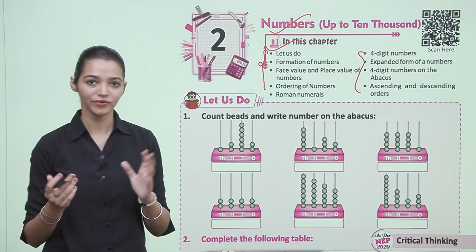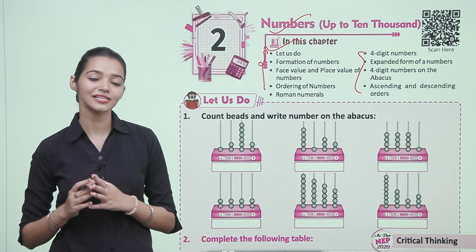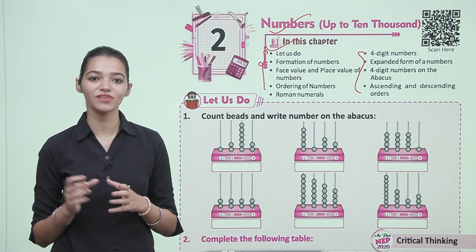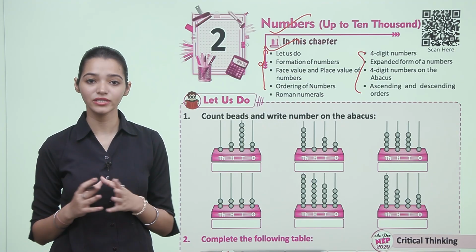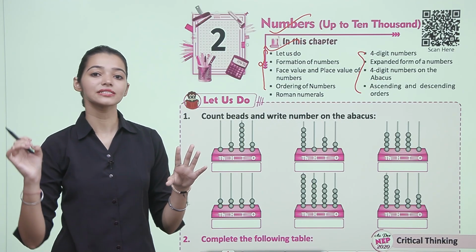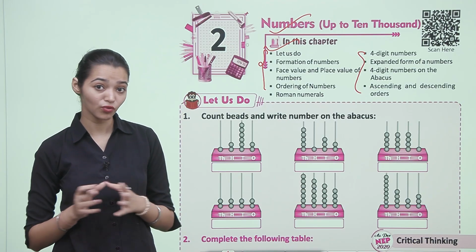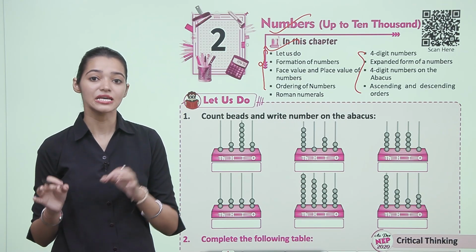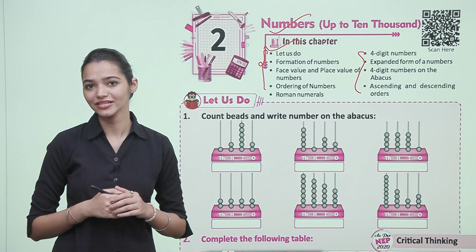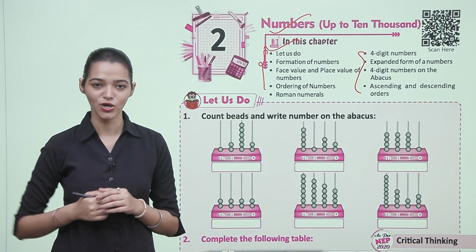Let us see what we will learn. Formation of numbers, like how we will form numbers, face value and place value of numbers, how we will order all the numbers, the Roman numerals, 4-digit numbers, and how we can expand all the 4-digit numbers on the abacus. Then we will learn how to write these numbers in ascending and descending order.